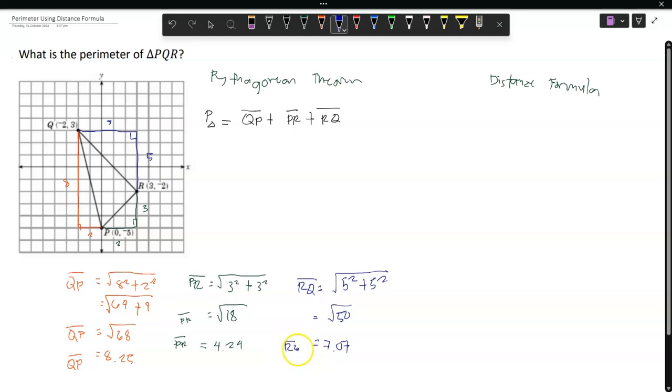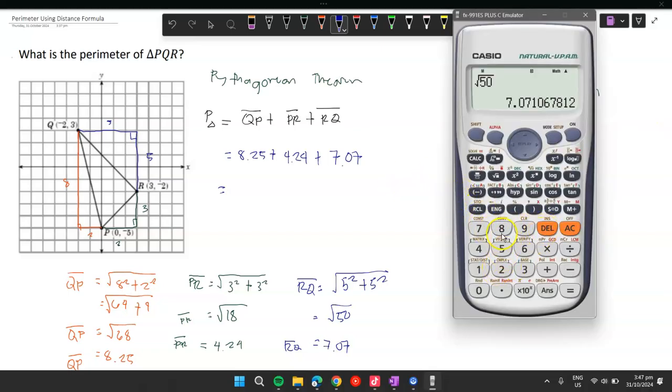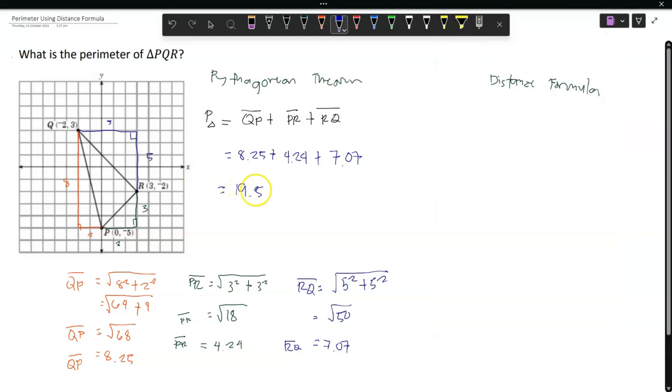So that's my RQ. Now again, to get my perimeter, I'm just going to add them together, right? So this is 8.25 plus 4.24 and then plus 7.07. If I add them together, I will get 19.56. So my perimeter is just 19.56 units.